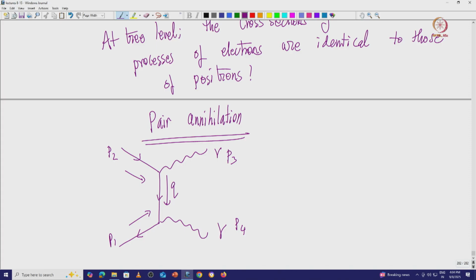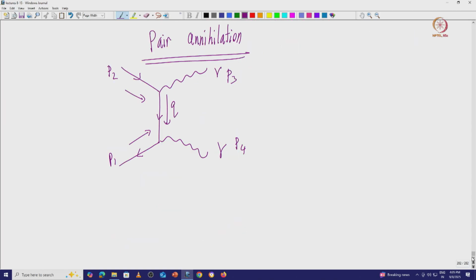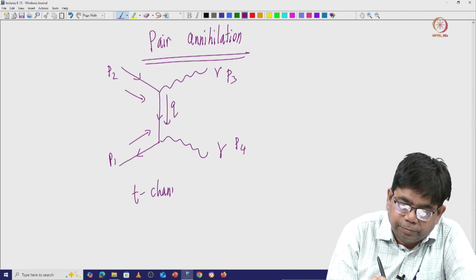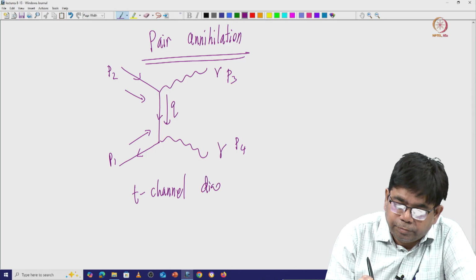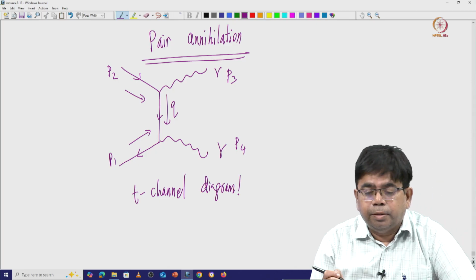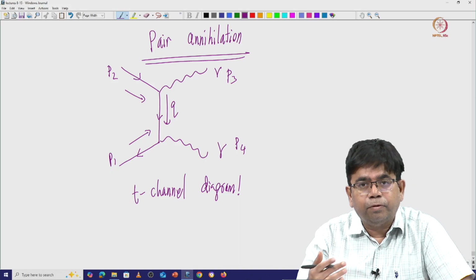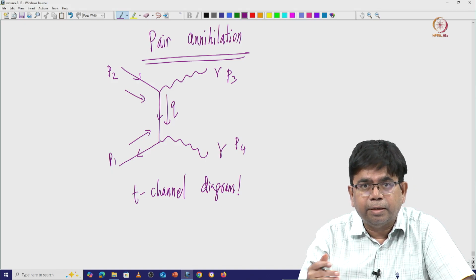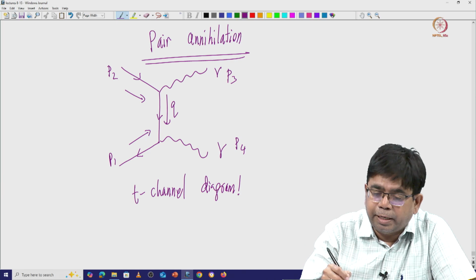Now what channel is this diagram? This channel is the T channel diagram. Essentially, two momenta are coming in, meaning P1 and P2 come in, but what is exchanged is P2 minus P1 or P3 minus P2. So this is a T channel process. Now again the two photons can be exchanged and you can interchange their momenta, and that gives you another diagram.